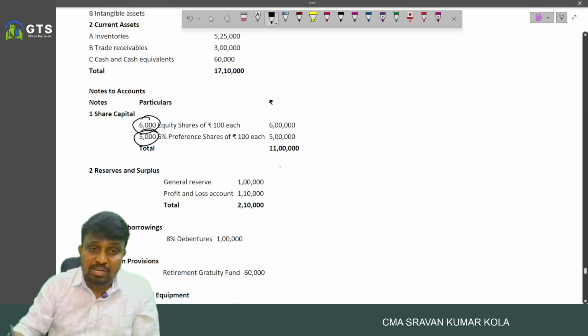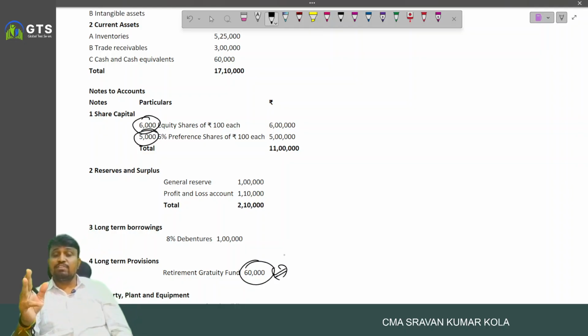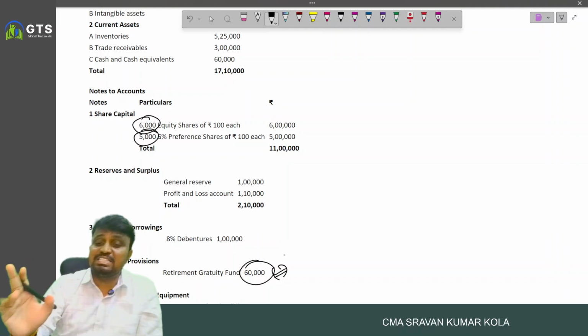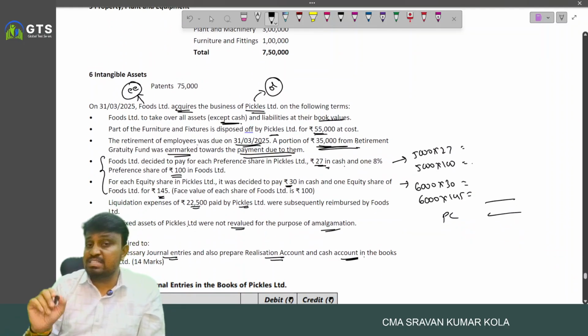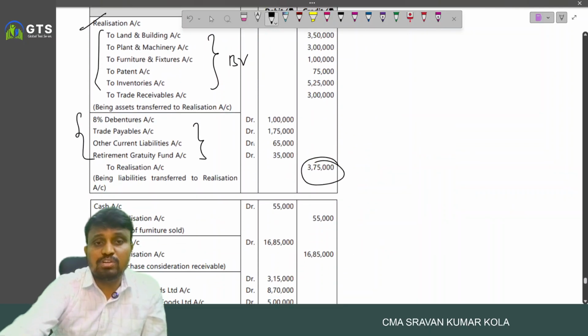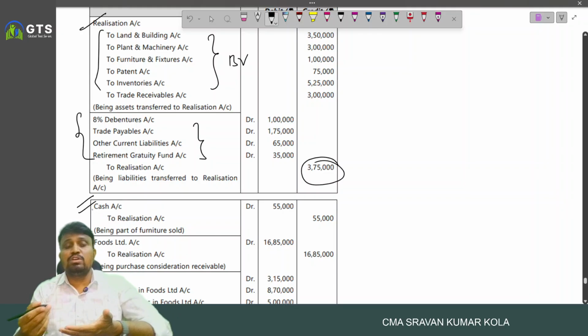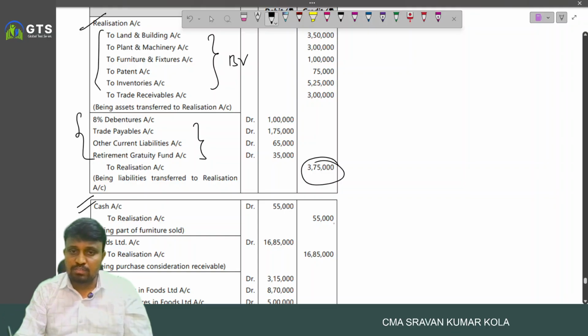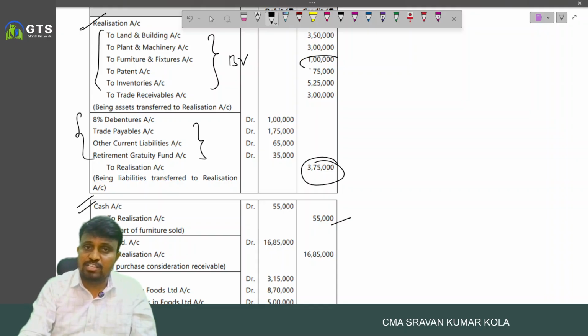But in case of the retirement gratuity fund, 60,000 is there, but out of that, only 35,000 is transferred, because only 35,000 is considered as an amount due to them. That amount is considered as 35,000 because only that amount is liable on 31st March. So that is all we transfer. And next, we sold one furniture worth 55,000, so cash account is debited to realization, because the furniture was already transferred to realization.